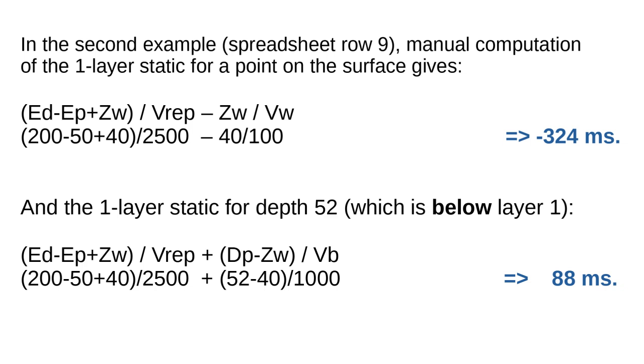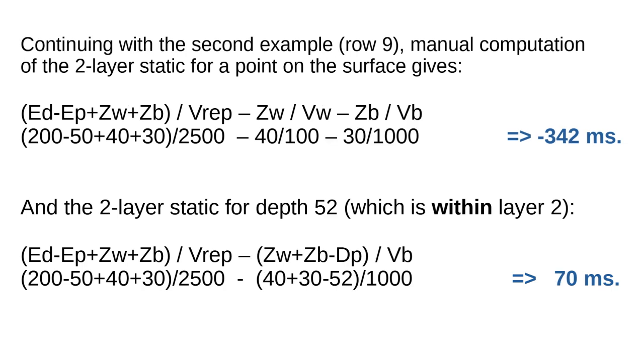In the second example, spreadsheet row 9, manual computation of the one layer static for a point on the surface gives, and the one layer static for depth 52, which is below layer 1, gives that answer.